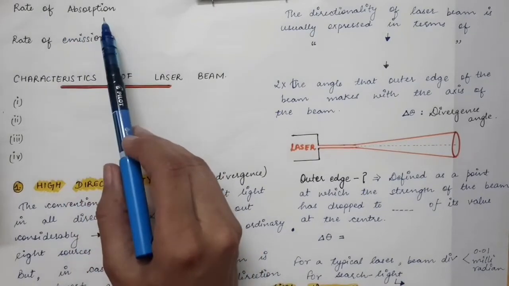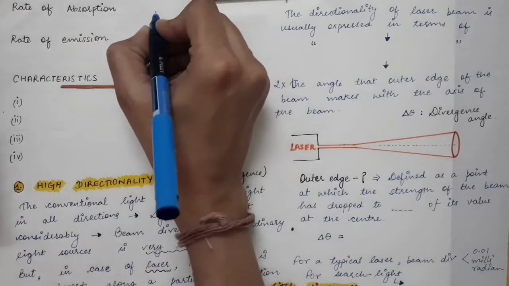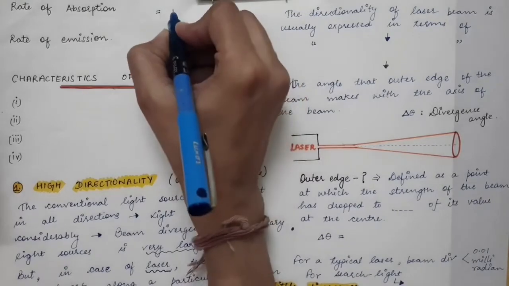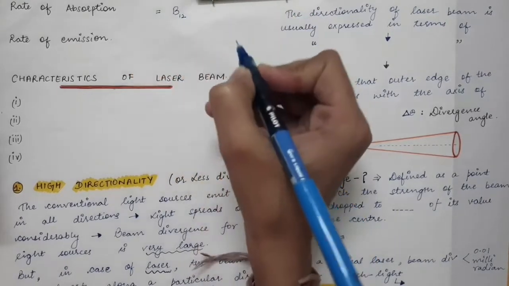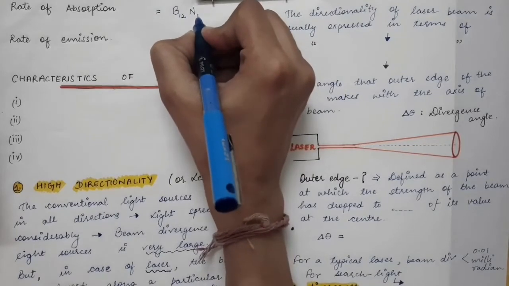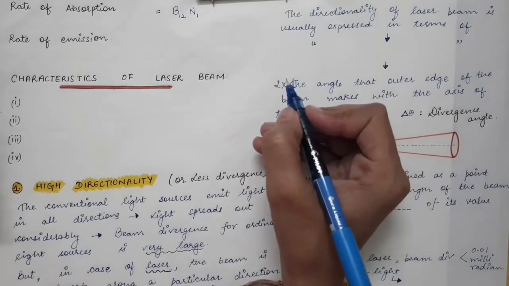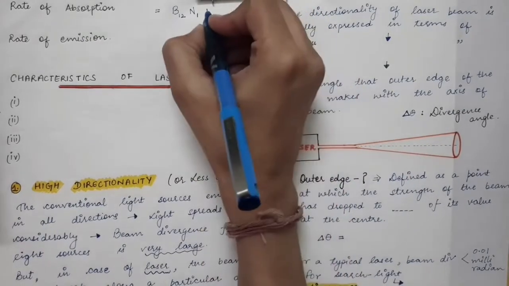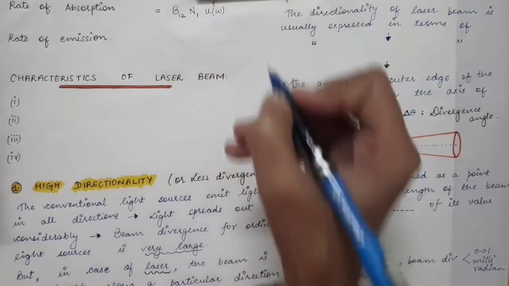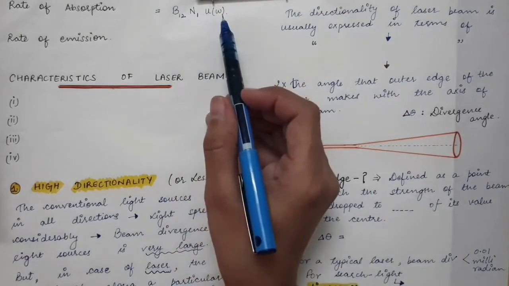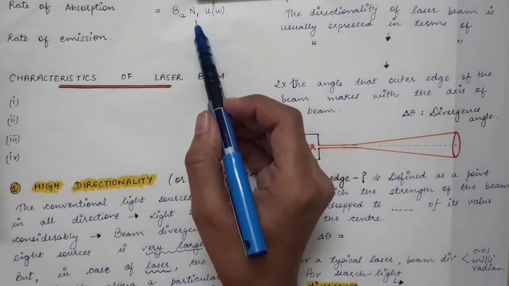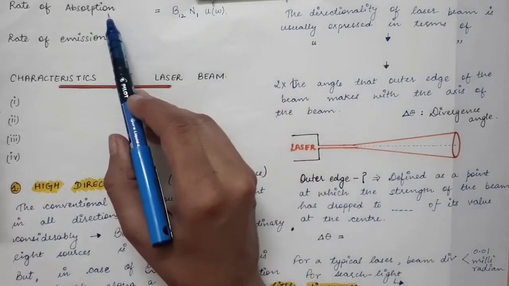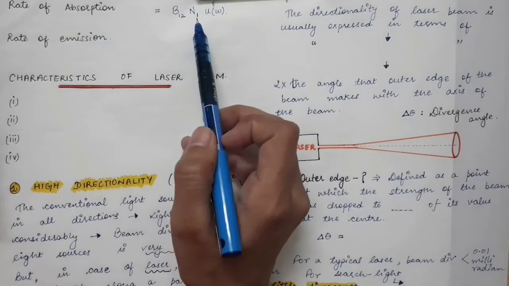Now in the case of rate of absorption, what is the rate of absorption? We have already seen that the rate of absorption in a two-level oscillator is equal to B12 into N1 into U of omega, where N1 is the number of atoms in the lower level per unit volume, U of omega is the energy density of the radiation at frequency omega, and B12 is the transition probability for absorption. So this was the rate of absorption that we did.